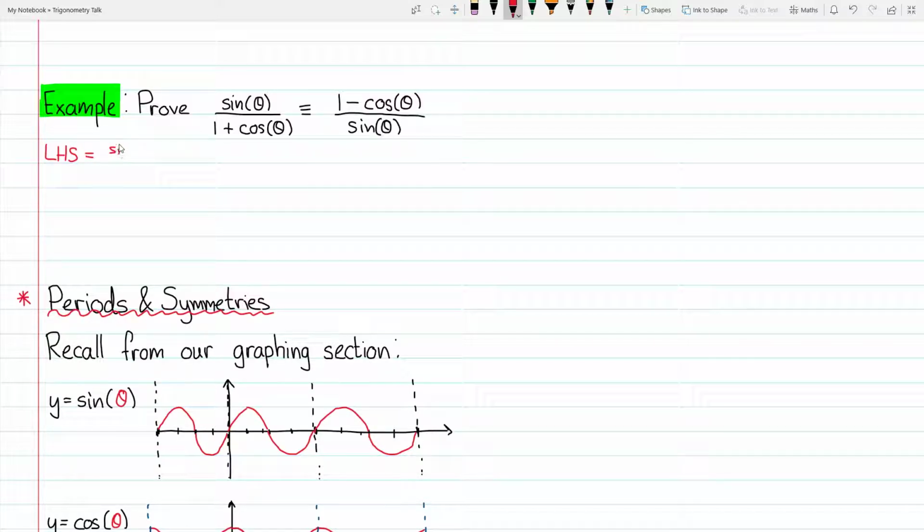So this is equal to, I'm just going to write it out for the moment, you'll see why in a bit, 1 plus cos of theta. Now how do we manipulate this? It's quite a non-obvious manipulation.